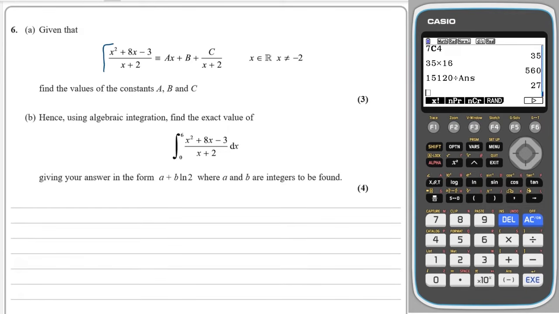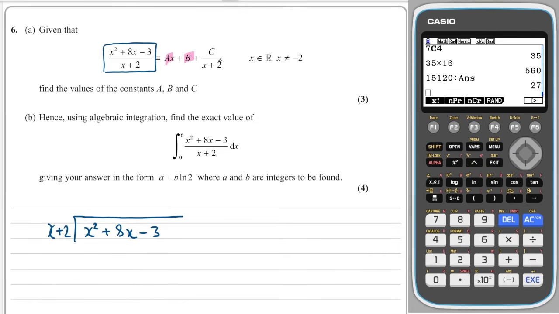Right, I've got myself a polynomial which has been divided by a factor x plus 2. So we can put that into the polynomial division and see what comes out, and then that will give us the coefficients of a, b, and then the remainder will be c.